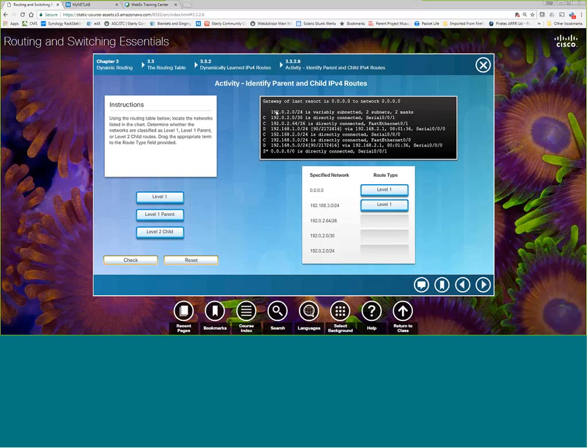192.0.2.64/26. Let's see here. Okay, well, here's the parent route. And so this 2.64 is under this parent and it's part of that network. It's a subnet of that network. So this is going to be a level 2 child route. Question for you: is that an ultimate route or not? 192.0.2.64/26. Is that a level 2 child ultimate?